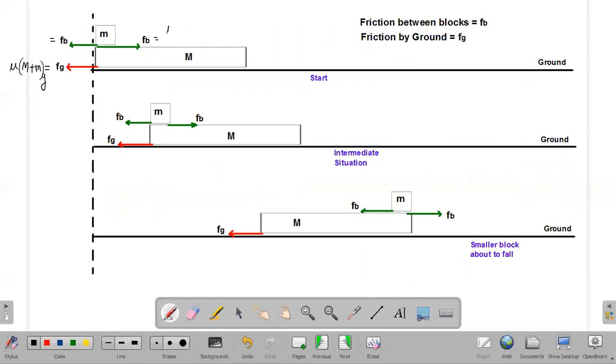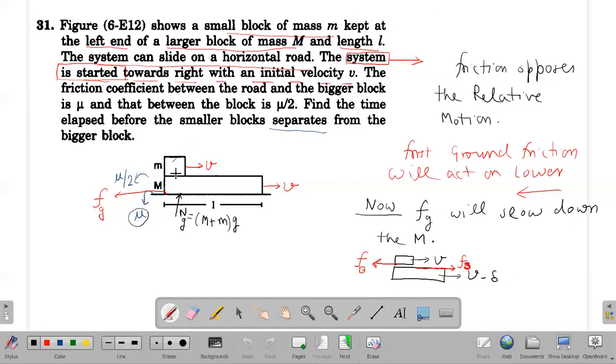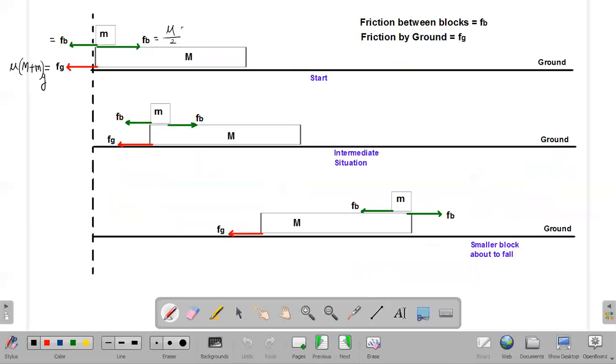And the friction between the blocks: the coefficient between the blocks was given as mu by 2. For this friction, we have to consider the normal force between the blocks, and the normal between the blocks will be equal to the weight of the upper block, which is mg. So this is the friction between the blocks.